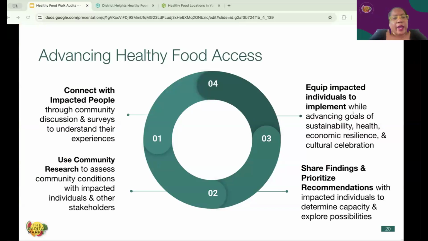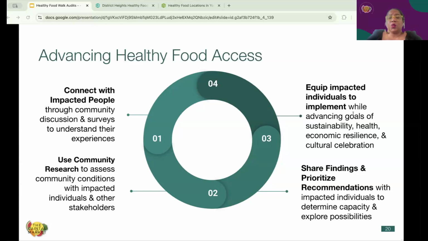So at the Capital Market, we use 4 general strategies to advance healthy food access. First, connecting with impacted people through community discussions to understand their experiences, using community-led research to assess community conditions with impacted individuals and other stakeholders, actually sharing those findings and prioritizing recommendations with impacted people, right? To determine what their capacity is, maybe to start implementing some of those recommendations, and also explore possibilities for the future.